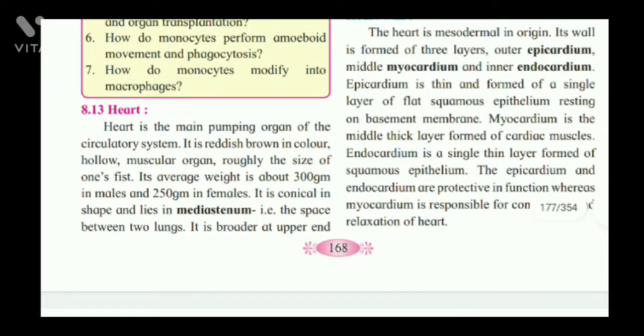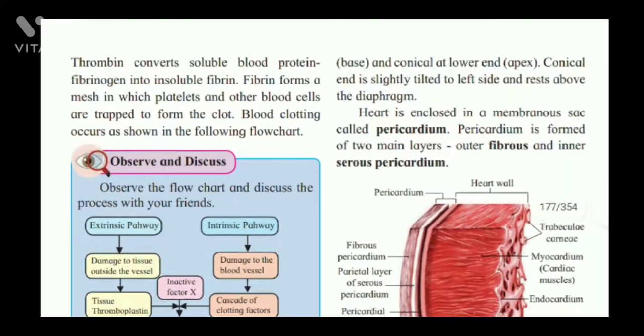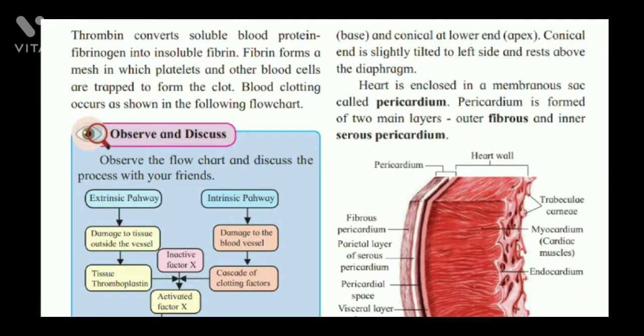Let's come to the heart. The heart is the main pumping organ of the circulatory system. It is a reddish brown, hollow muscular organ roughly the size of one's fist. Its average weight is about 300 grams in males and 250 grams in females. It is conical in shape and lies in the mediastinum, that is the space between the two lungs. It is broader at the upper end and conical at the lower end. The conical end is slightly tilted to the left side and rests above the diaphragm.